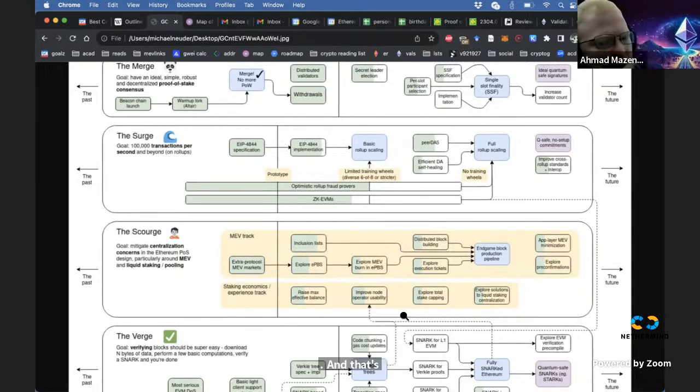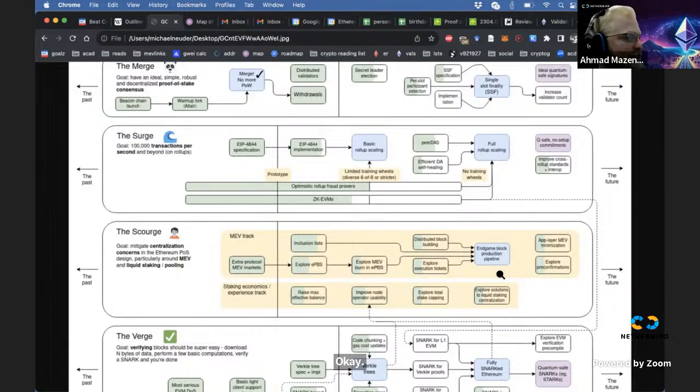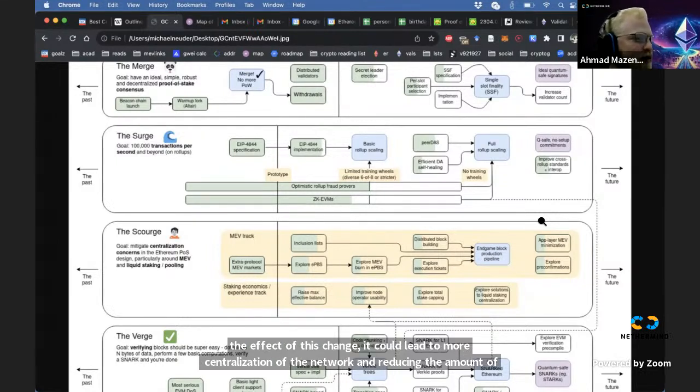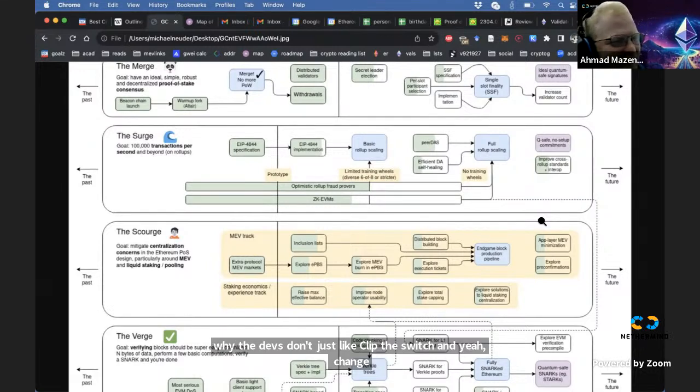Yeah. But the consequences of changing this specific curve are bigger than just capping the amount of stake, right? If we change this curve without properly studying the effect of this change, it could lead to more centralization of the network and reducing the amount of home or solo stakers that are part of the network. That's why the devs don't just flip the switch and change the issuance curve for Ethereum. Yeah, we can't just do that.